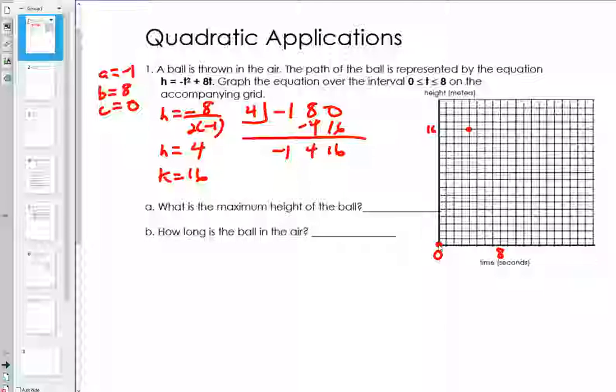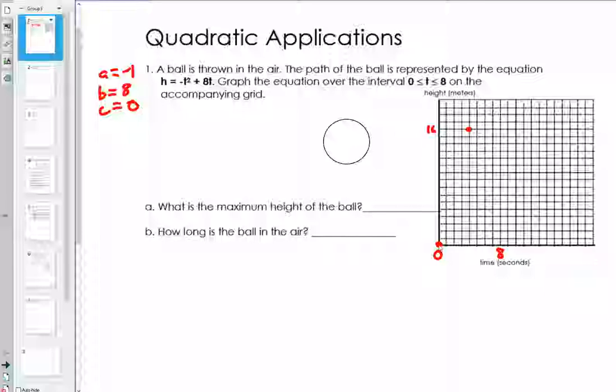What were the last key points that we talked about finding in some of the different forms? What were the points that were best to find in factor form and in intercept form? The x-intercepts, yeah. So if I erase this really quick, I'd have to factor. So this would be now height is equal to, how can those two terms be factored?